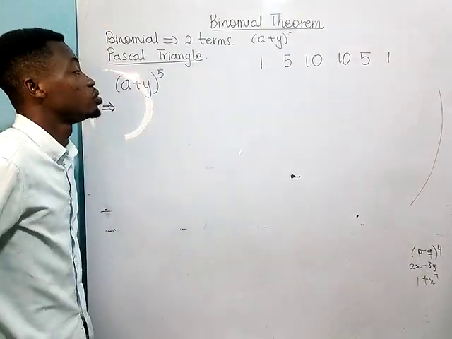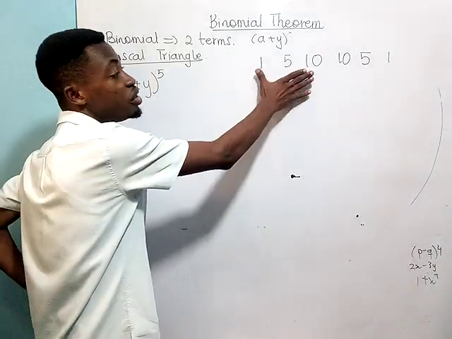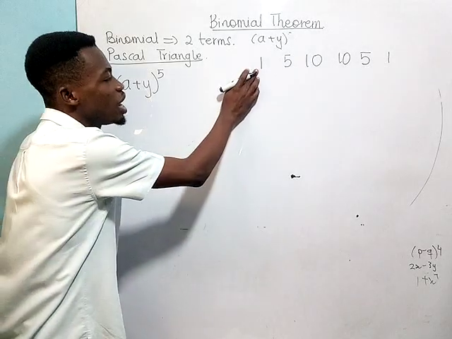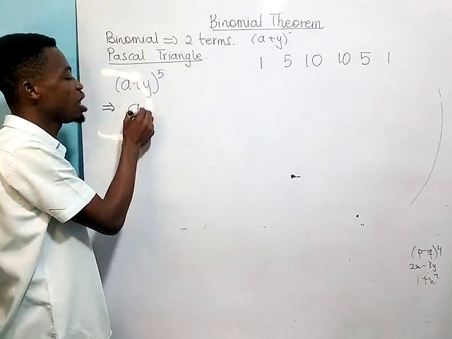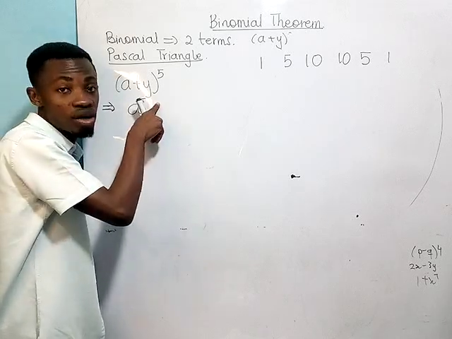Okay, so for the bracket (a + y) to the power 5, and we've already done this. Now let's expand. So for the first term, the coefficient is 1. So we have a to the power 5. The y is y to the power 0, which is 1.